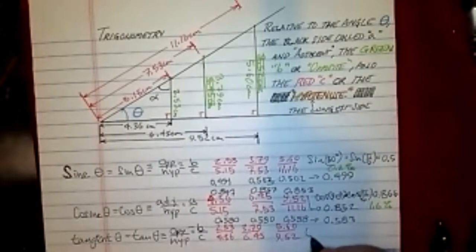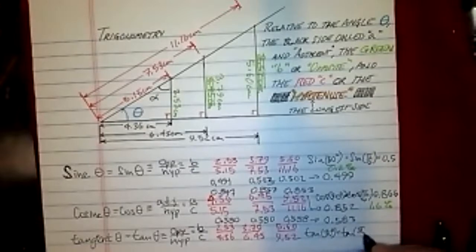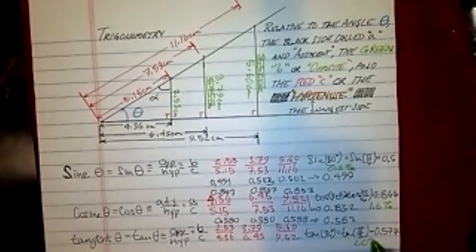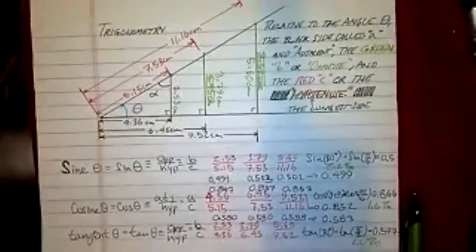And it turns out that the tangent of 30 degrees, which equals the tangent of pi over 3, should actually be 0.577. That means this is an error of no more than 1.0%. So really, that's not too bad.